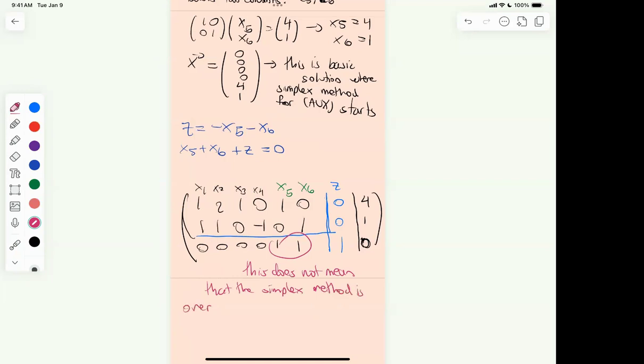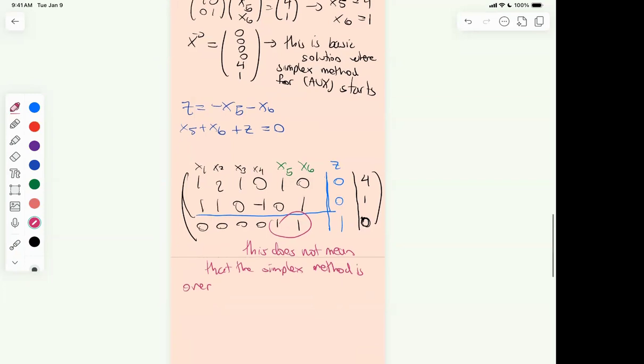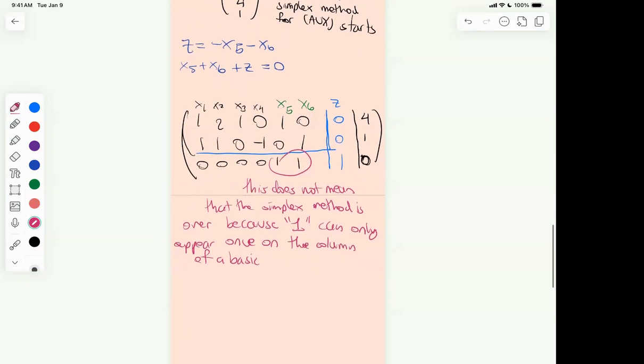Because the presentation requires that for a basic variable, there can only be one 1 in that column. That sounds very weird to say, but a 1 can only appear once on the column of a basic variable. Okay.